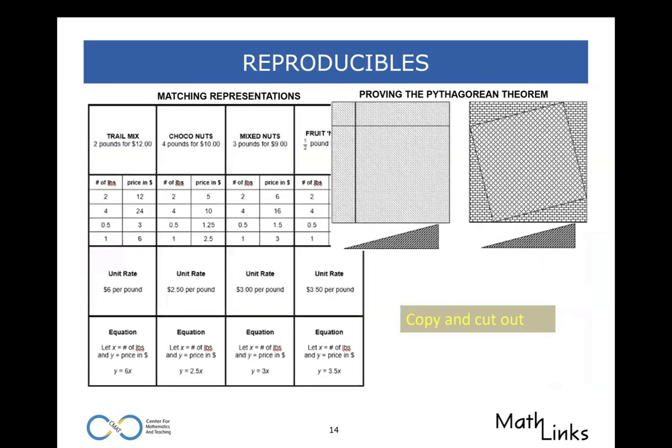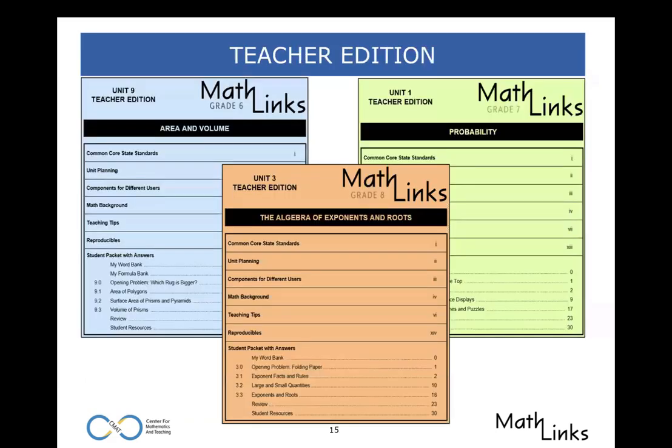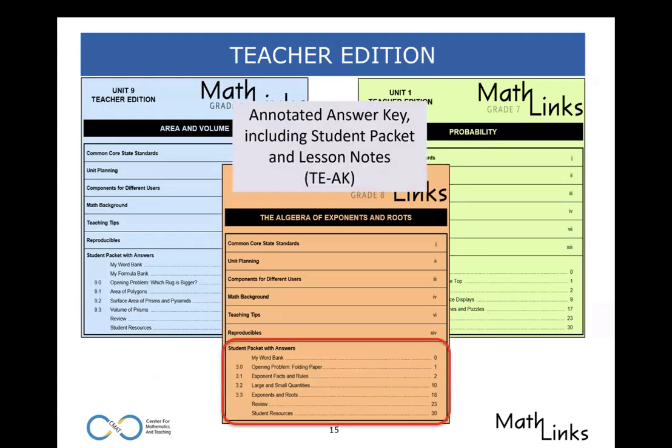Finally, the TE unit planning information wraps up with reproducibles. Copies are often used for paper manipulatives or for puzzles, card sorts, and games. Now, let's concentrate on the last section of the teacher edition, which we call TEAK for short. It includes the student packet with answers, lesson notes, and annotations.